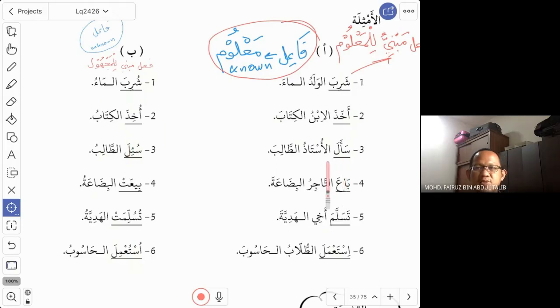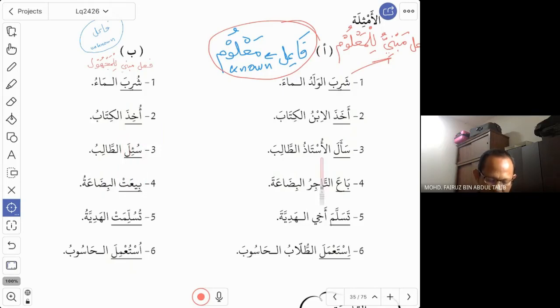Now we look at number 3. Sa'ala al-ustazu at-talib. The ustaz asked the student. Mabni lil ma'lum, because you know who asked, in the active voice. Now you want to say was asked. The student was asked. By whom? We don't know who asked the talib. So you change from sa'ala to su'ila. Again, here you have su, then u, followed by kasrah and fathah. Su'ila at-talib. So the student was asked. This is also mabni lil majhul.